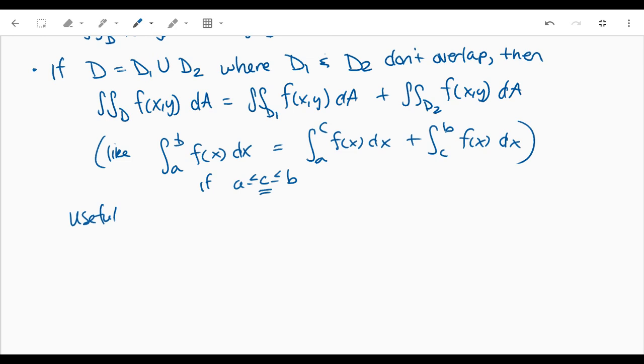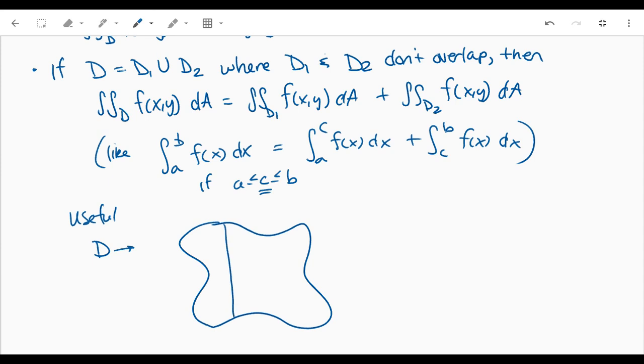if D is something like, it's kind of a blob. Thinking about how we would integrate that, trying to set up some boundaries would be very difficult, but what you could do is something like this. We could split it up into 3 different regions.